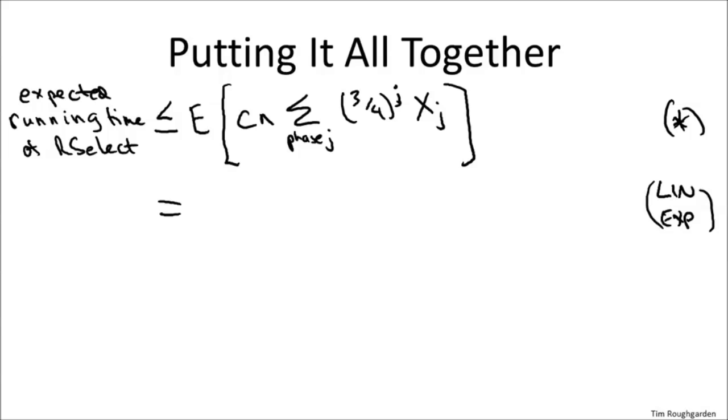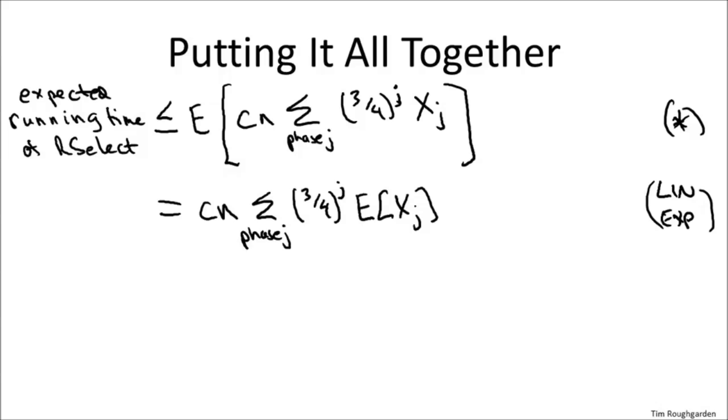Like I said earlier, pretty much every time we do any analysis of a randomized process, we're going to wind up using linearity of expectation at some point. Here's where we do it. Linearity of expectation says the expectation of a sum is just the sum of the expectations. So we yank the c and the n outside of the expectation. We yank this sum over phases outside of the expectation. We yank this 3/4 raised to the j outside of the expectation, and then we just have the expected value of X_j, the average number of recursive calls we expect to see in phase j.